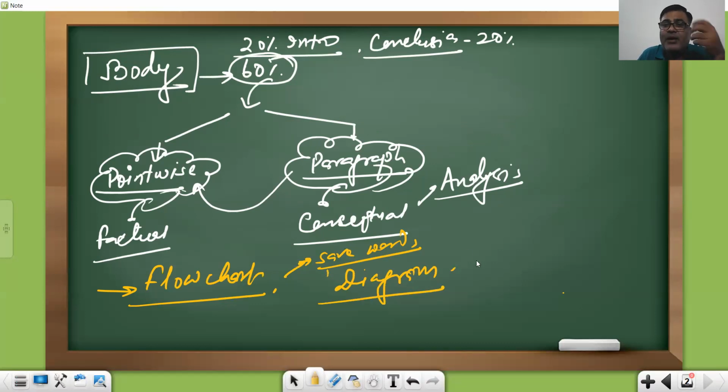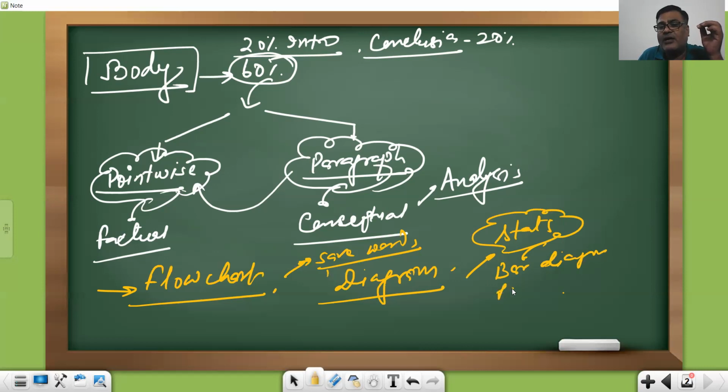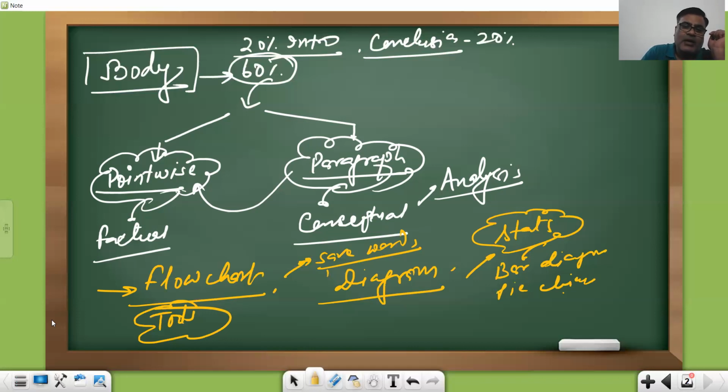Fine. If possible, and if the question is asking for it, you should give suitable stats. And to give the stats, you can use bars, diagrams, pie charts, etc. So these are actually the tools to minimize your word limit, as well as to satisfy the examiner that you are a well-versed candidate and you have obvious knowledge of all these things. All right. So this is actually the body part.